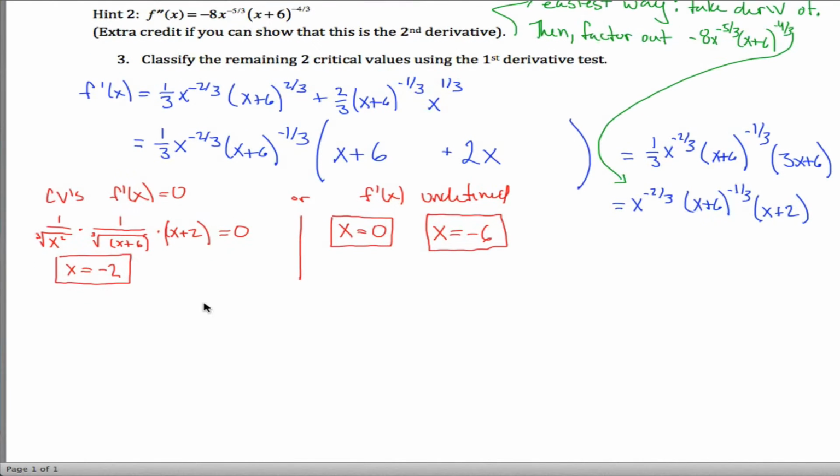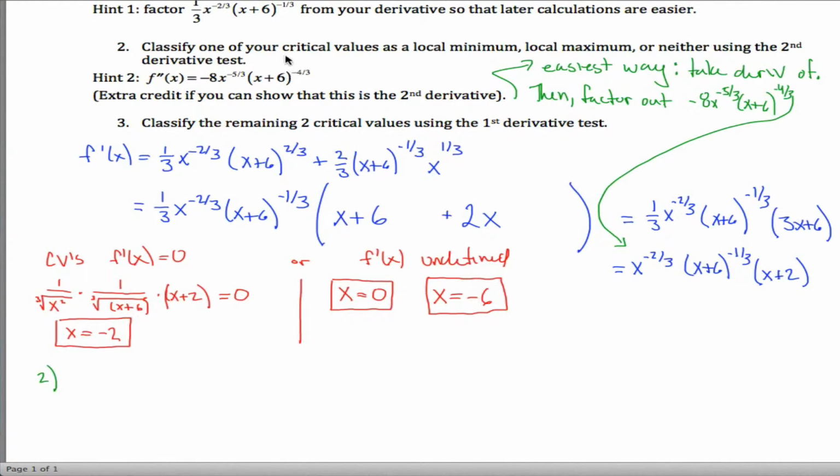Anyways, part 2 says, use the second derivative test. And it's kind of a tricky question. It says, use the second derivative test to classify one of your critical values. That was kind of mean. Trick question. It's a trick.